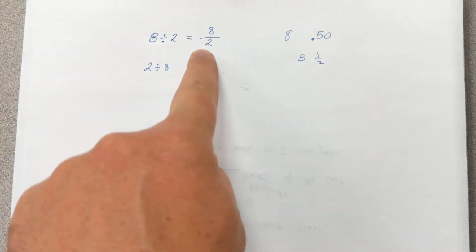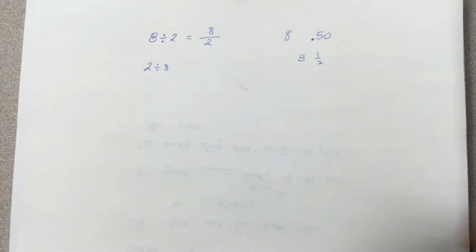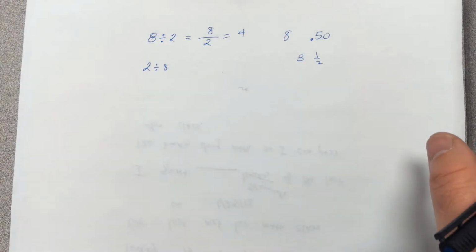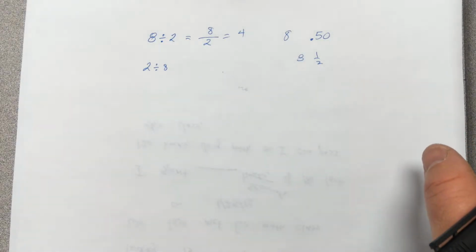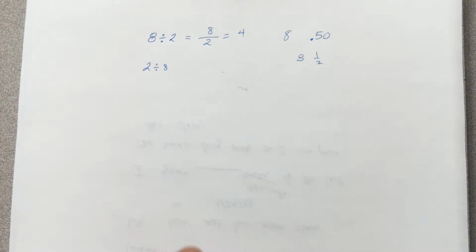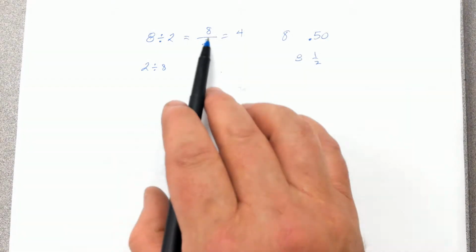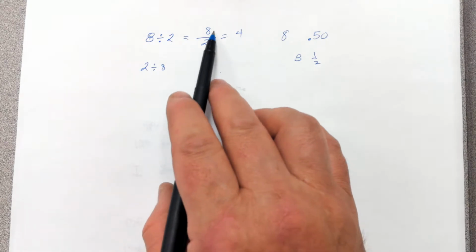That would be 4 whole things. 8 halves is the same as 4. 2 goes into 8 4 times. Yeah? Right? Okay. No, yeah. See, right? Wait, what did you say? 2 goes into 8 4 times.